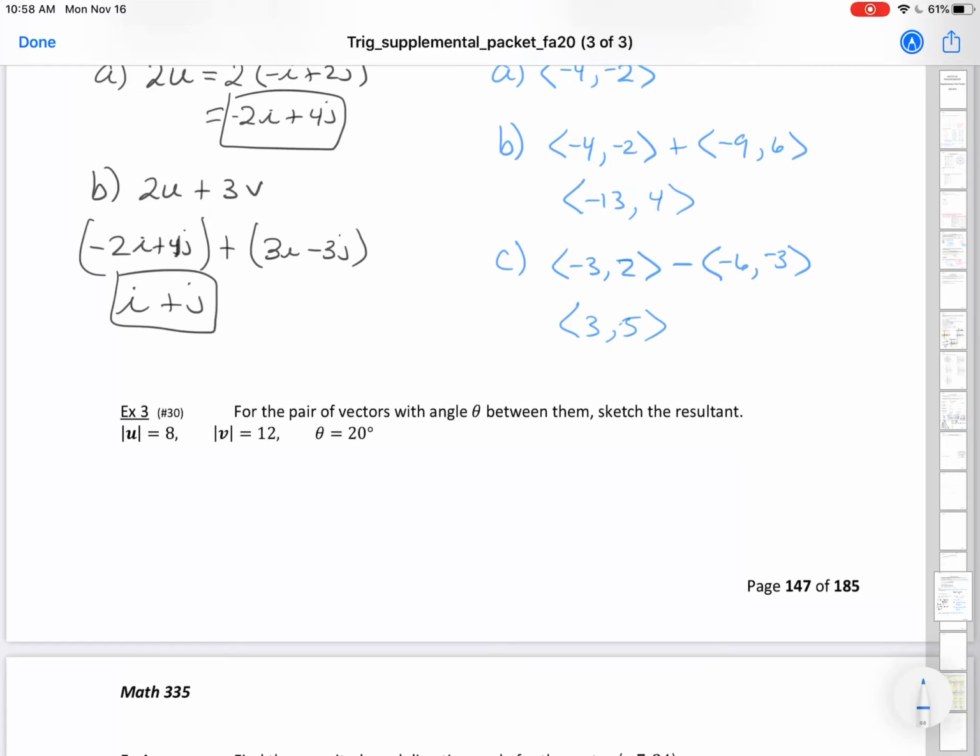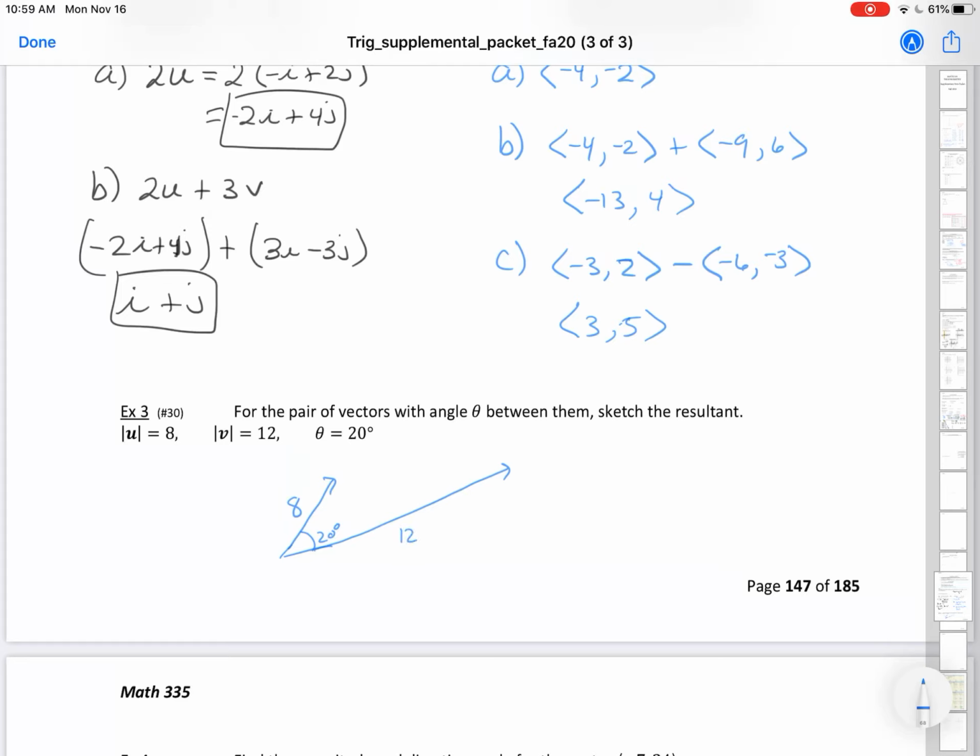So here what they want us to do is, it says for the pair of vectors with angle theta between them, sketch the resultant. So we're just making sure that we can draw some things. So what would we do? We would draw u. So let me draw u. U has a magnitude of 8. And v is 20 degrees different. So we'll just name that as 20 degrees. And v is longer. It's 12. Okay. So we'll say v is 12.